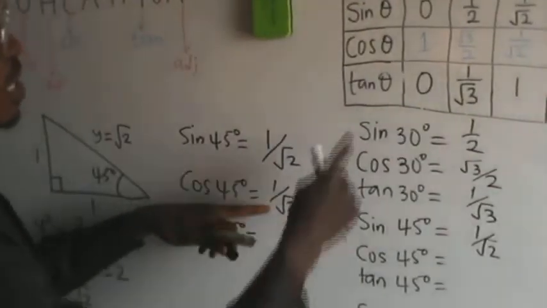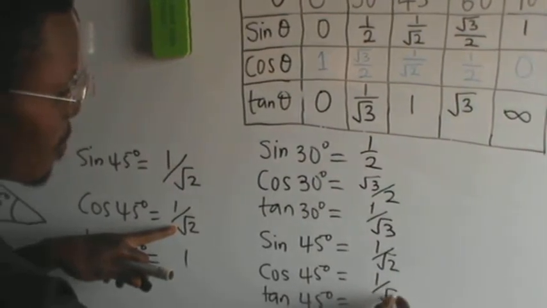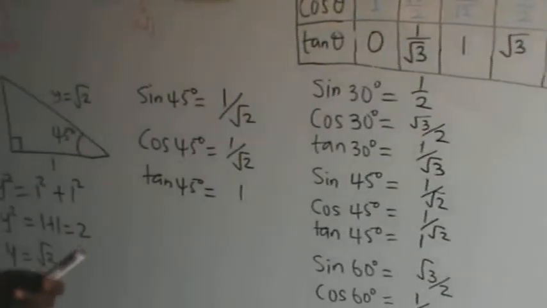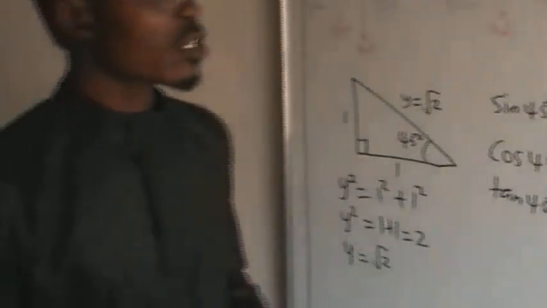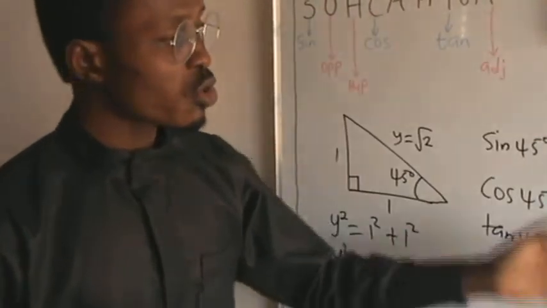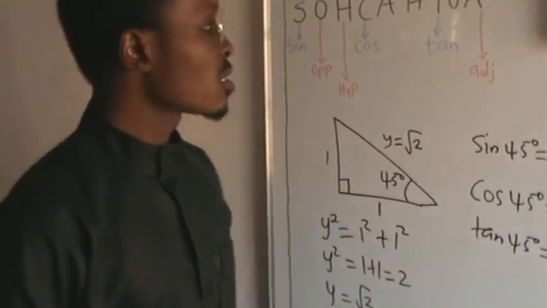The cos of 45 is the same, 1 over root 2, correct? And the tan of 45 is what? 1. So you can see, making use of these 3 tools, we have derived the values of the trig ratios of 30 degrees, 45 degrees, and 60 degrees.